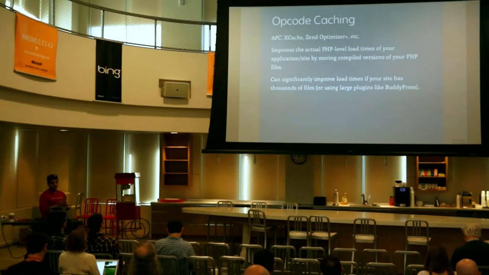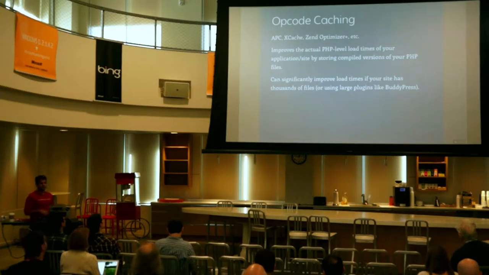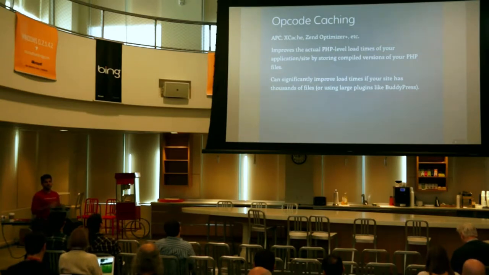That's a bit later. All right, opcode caching, just to quickly glance at it, because I know that a lot of people think that it's important. It actually is. It can significantly improve your server-level processing times. Things like APC, XCache, and Optimizer Plus compile stuff at the PHP level, so that for really large applications, if your site has thousands and thousands of files that need to be loaded on every single page load, this will help optimize for that. So that's something to look into, especially if you're using plugins like WordPress.